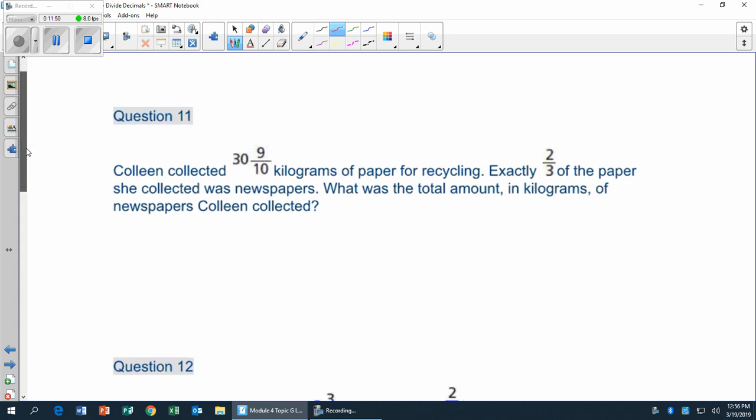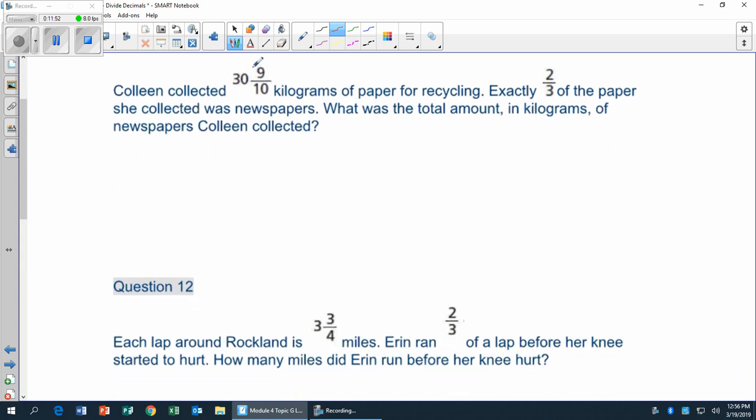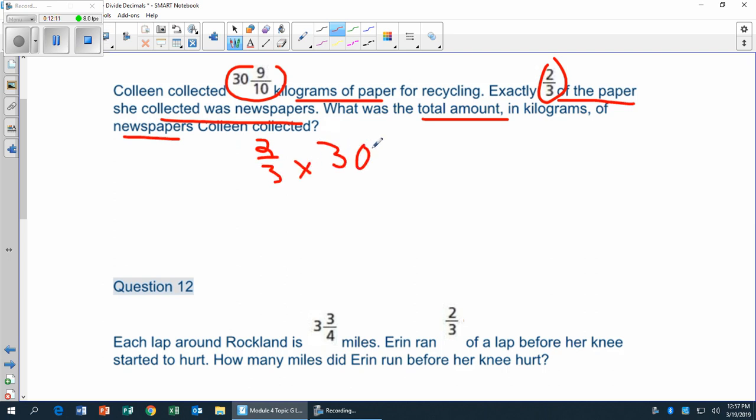Question 11. Colleen collected 30 9/10 kilograms of paper. 2/3 of the paper was newspapers, which tells me to multiply, and it asks what the total amount of newspapers is. So we're going to find 2/3 of 30 9/10. And as we just said before, we cannot leave things as mixed numbers. We have to make them improper.